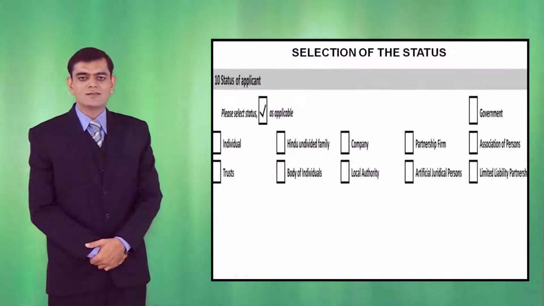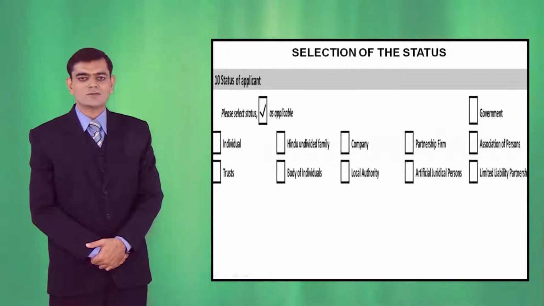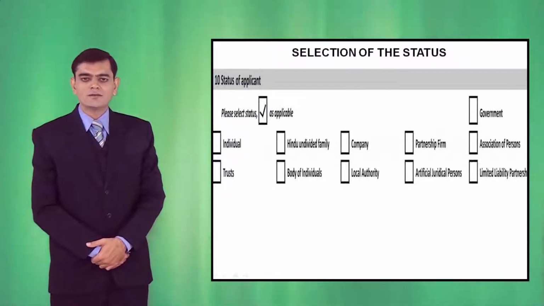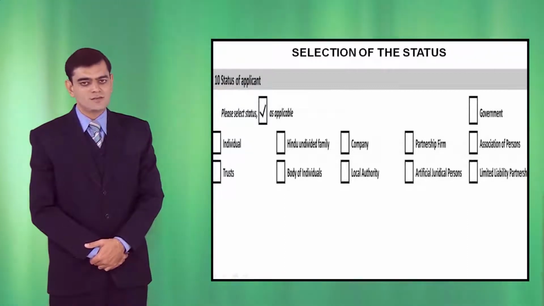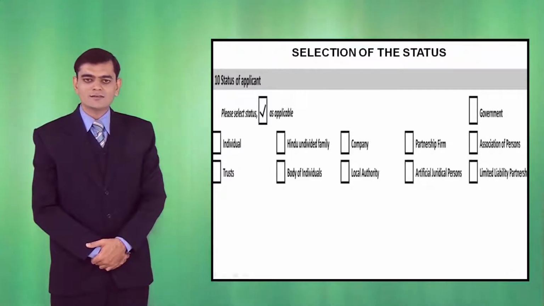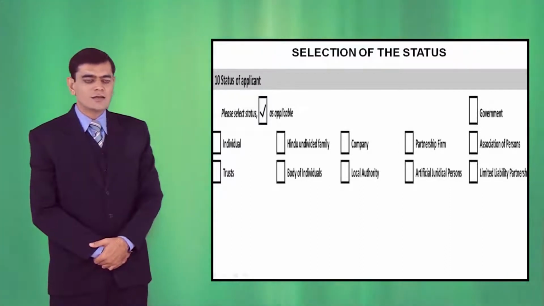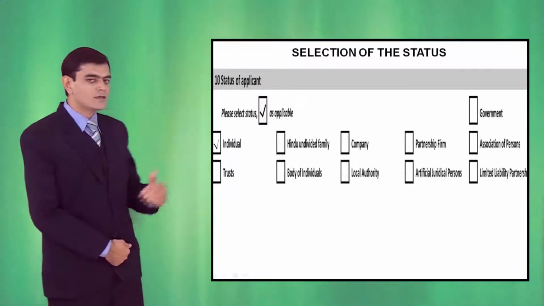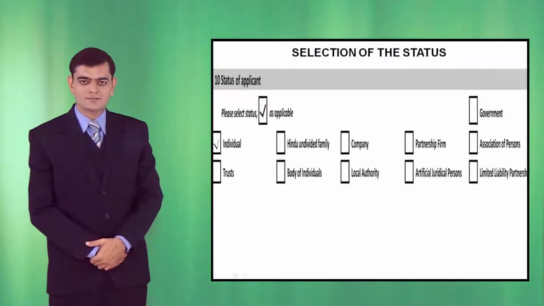The next field is the field for selection of the status of the applicant. Over here, the status of the applicant is to be selected. In our case, the applicant is an individual, hence we will select individual as the status of the applicant.